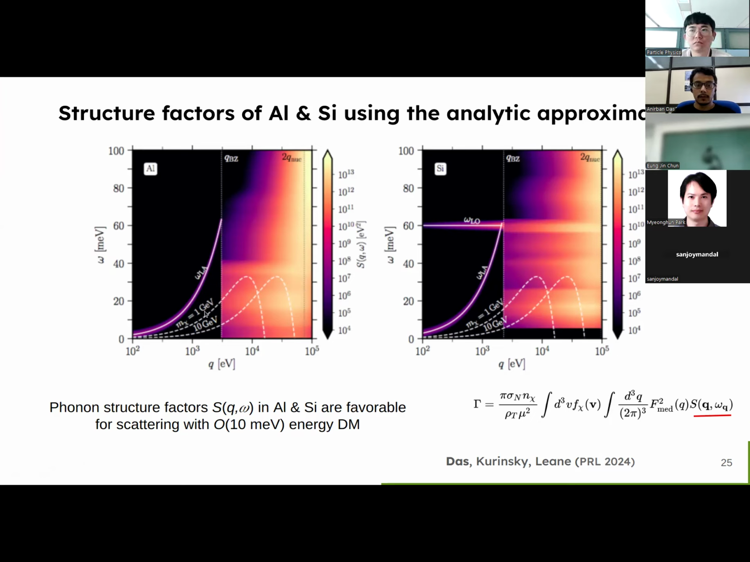And on top of this, I'm showing these dashed white lines. These are the dark matter phase spaces, for this thermalized or captured dark matter, which I explained a few slides back, for two different mass scales of dark matter. So it basically means that dark matter lives around these dashed white lines. You can see that there's a relatively large overlap between this bright region of the structure factor and the dark matter phase space, which means that we can have a good sensitivity in these crystals.